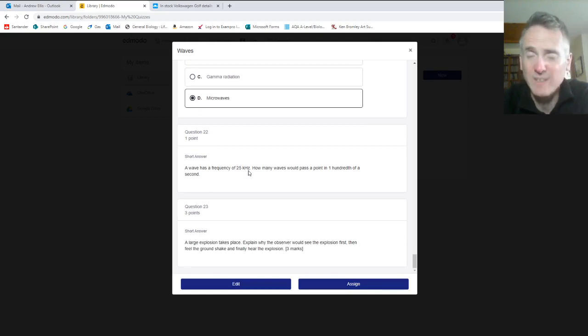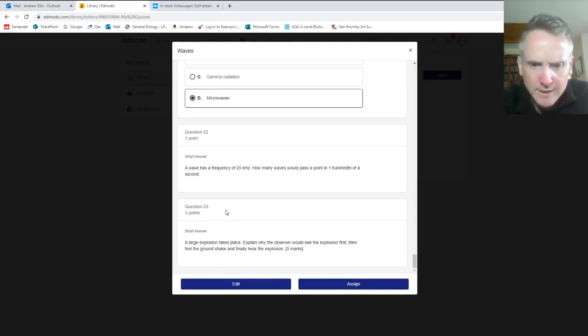And then a wave has a frequency of 25 kilohertz. Well, kilo means 1,000. So we've got 25,000 hertz, 25,000 cycles per second. If I've only got 1/100th of a second, then 25,000 divided by 100 is 250. Tricky one, that one. I'm testing, do you know what kilo is and what a hertz is? So that's understanding that.